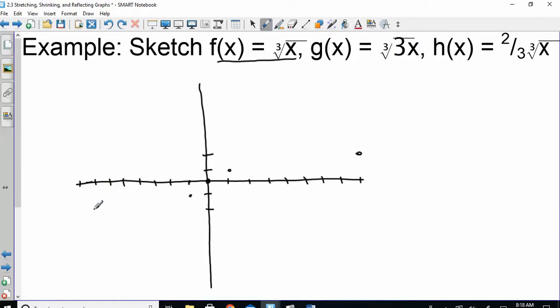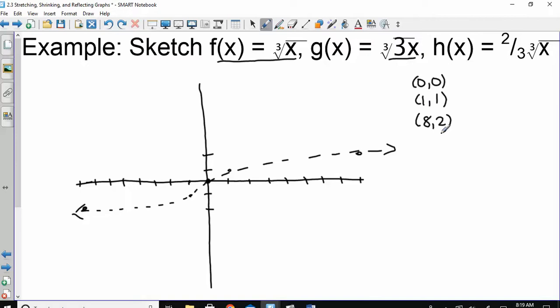Cube root of negative 8 is negative 2. Okay, so we've got our parent function. So this one, I'm going to write out my points. You don't have to, but it can be helpful.